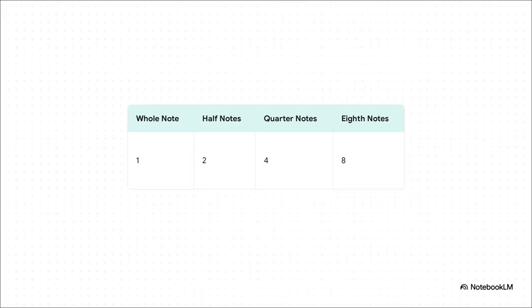This table just shows the beautiful, clean math of it all. One single whole note is this little universe that can hold exactly 2 half notes, or 4 quarter notes, or 8 eighth notes, and so on. It's a perfect binary system. You can even think of it like a rhythmic tree, where every single branch splits flawlessly in 2.